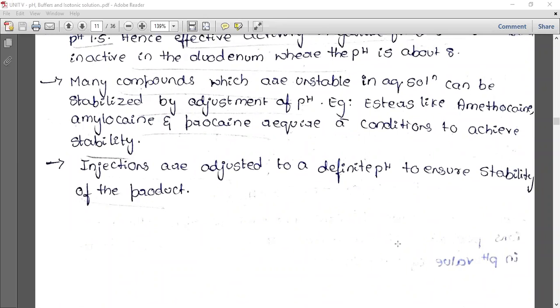Any doubt till here? Have you understood the different methods of determination of pH and the use of pH? Is it clear? Am I audible? Is it clear? Yes, ma'am. Have you understood? Anybody has any doubt? You can ask. No? Nobody has any doubt?